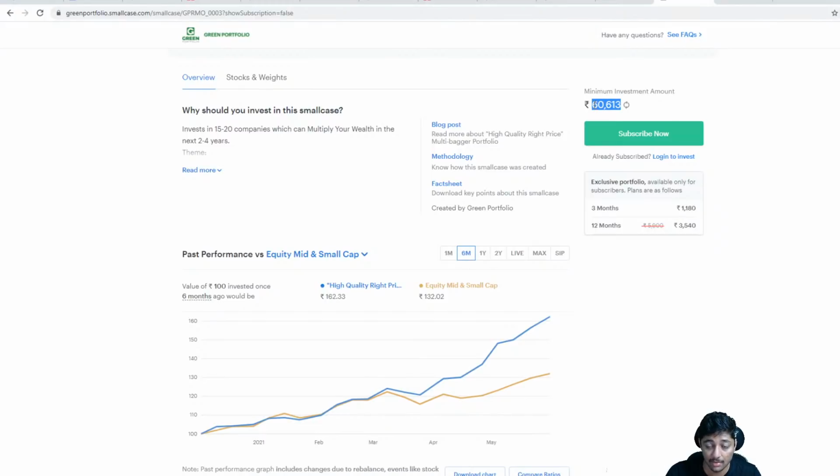Now, the minimum amount here is 60, which is slightly expensive. But again, the 12 months is only 3,500 bucks. So it is cheaper than our first two. Wright Research and Green Portfolio are in the same range. So by paying lower fees, you can invest and somehow get the same return. Now, don't go with the logic of Shashank said 62% return, so you'll get 62% return. I'm not talking about that from that perspective.